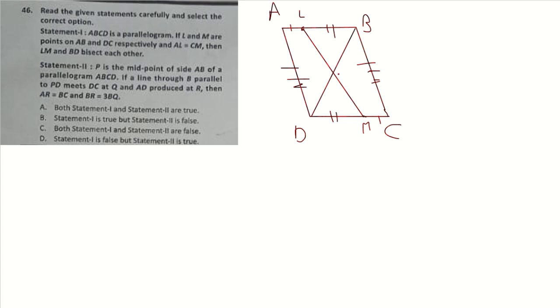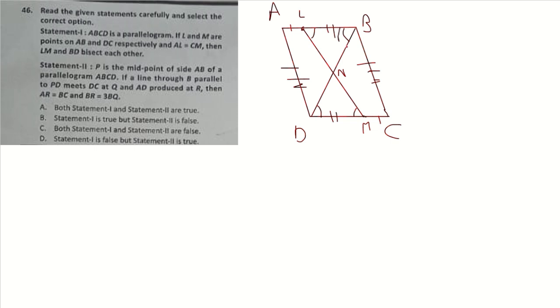Now, if we label this point as N, then we can prove triangle L and B congruent to triangle D and M. So firstly, we know AB is parallel to DC. So taking LM as transversal, this angle is equal to this angle. And again, taking BD as transversal, this angle is equal to this angle.